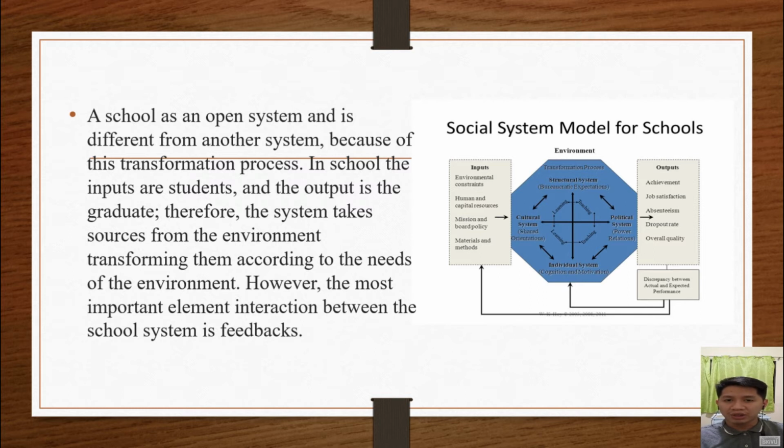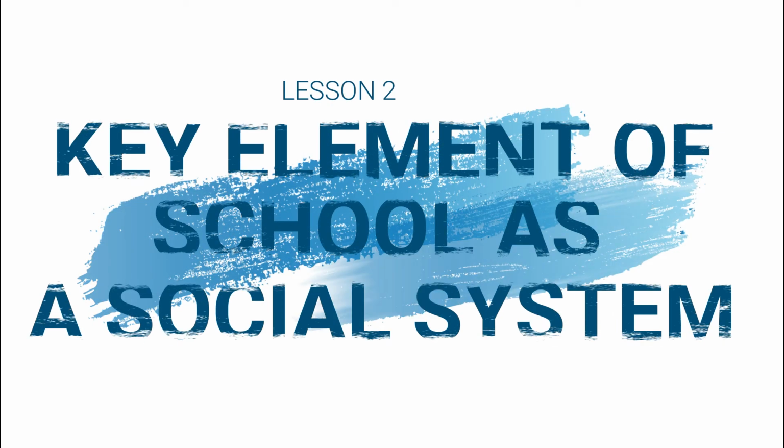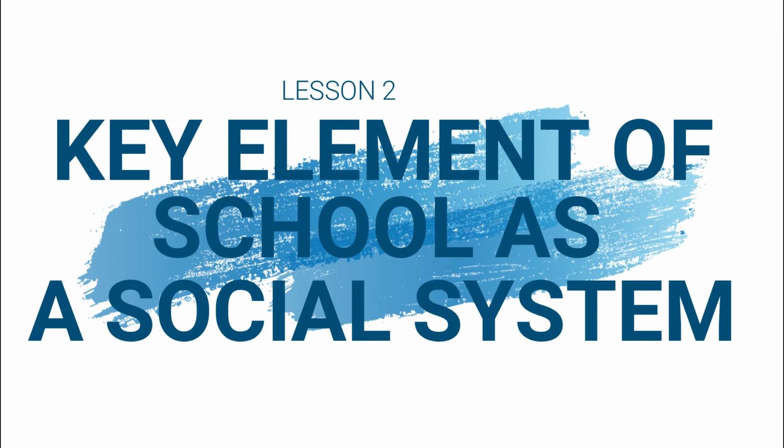However, the most important element in the interaction with the school system is feedback. A social system like the school has unique characteristics like rational, natural, and open. They should have hierarchies of authority, goals, roles, and expectations like bureaucratic systems.